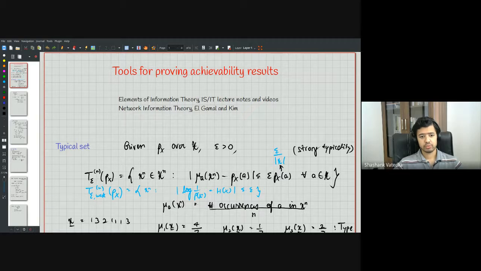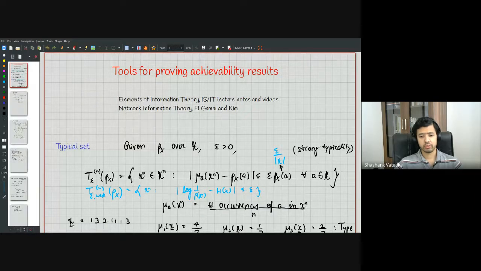Right? So in the previous class, we defined the typical set for an IID sequence. For an IID distribution, we say that a sequence is typical with respect to Px, or epsilon typical with respect to Px, if the empirical frequency is close to the true probability. So the fraction of occurrences of a particular symbol a is very close to the actual probability of occurrence of a. All right, and this is very intuitive.